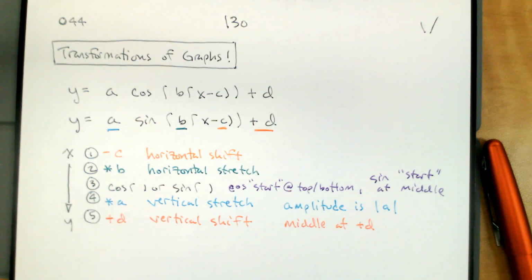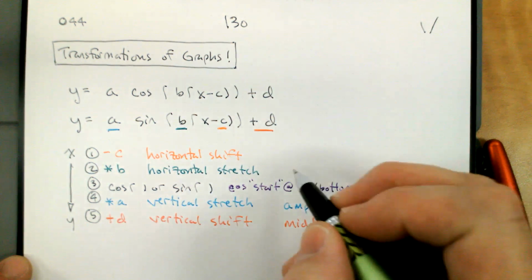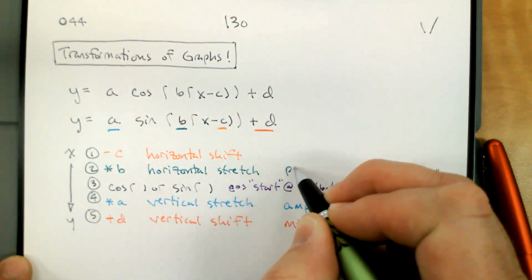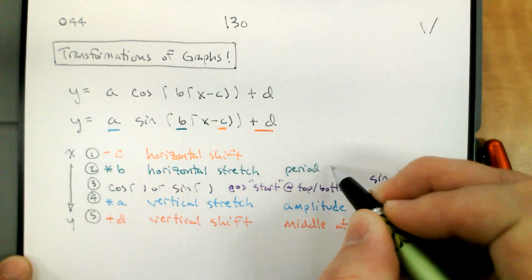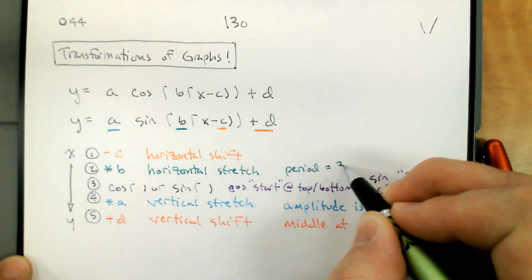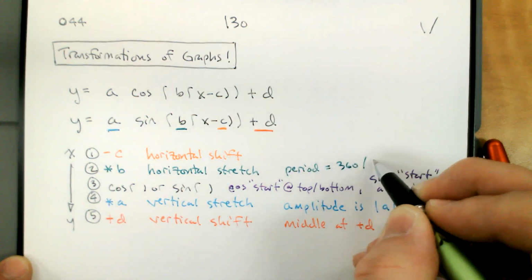The horizontal stretch, this is where we get the period. The coefficient is telling us how fast we're going around the circle. So if we take 360, one full circle, and divide it by that coefficient, that'll tell us the period. So the period is equal to 360 divided by B.